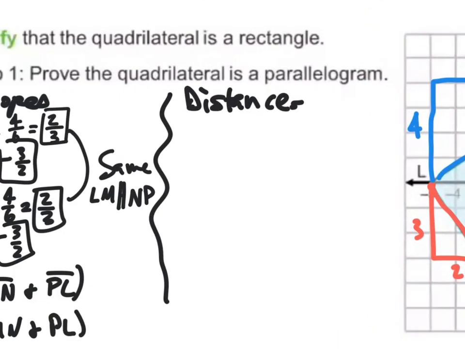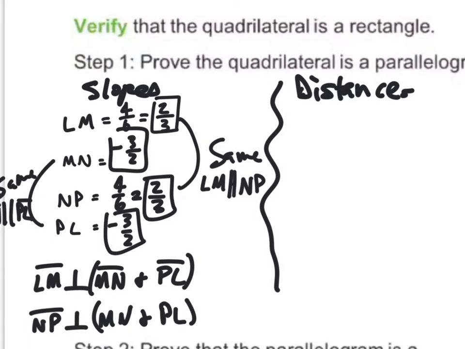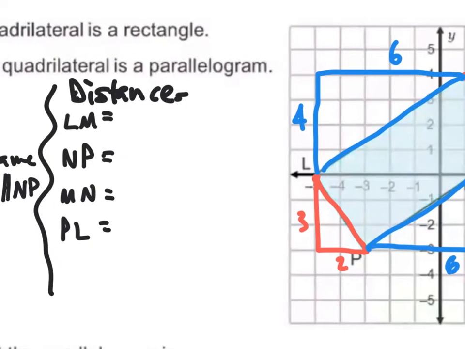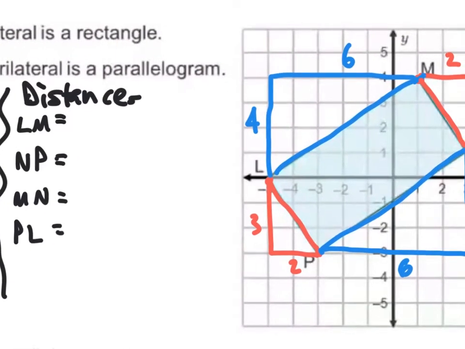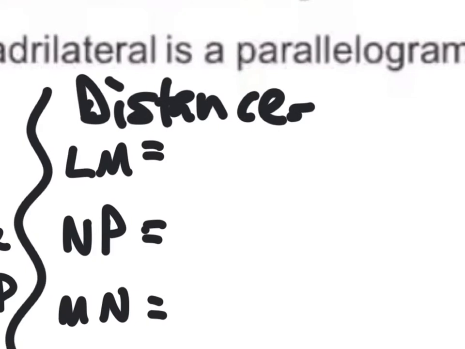For LM and NP, let's figure out what those are. And then let's do MN and PL. Let's figure out what those are. So for LM, LM is going to be equal to the square root of 4 squared plus 6 squared. So let's put that in here. So LM is going to be the square root of 4 squared plus 6 squared.